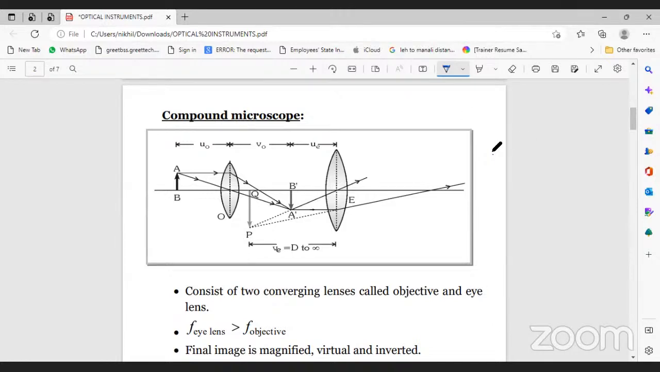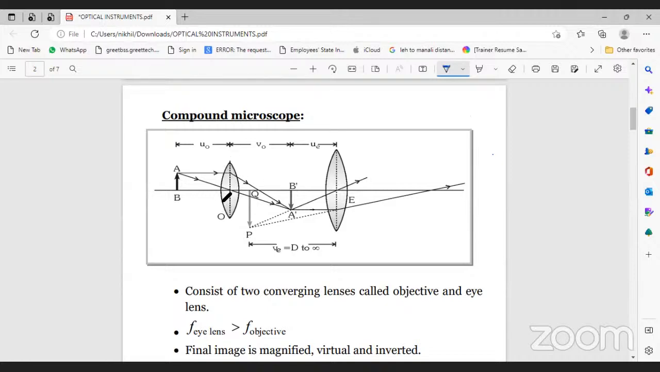Yes, sir. Now, in the last class, I explained the concept of the simple microscope. In the case of a simple microscope, you place the object between the principal focus and the optic center, where you get a magnified erect image, isn't it? In the case of a compound microscope, we are going to use two lenses.